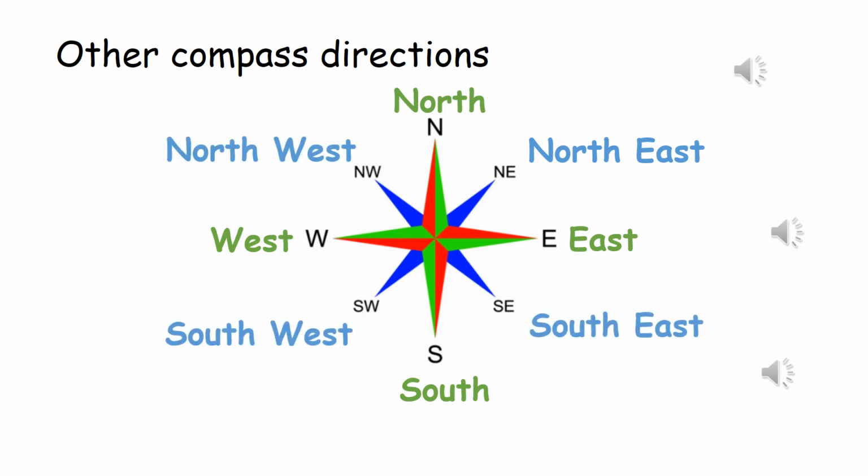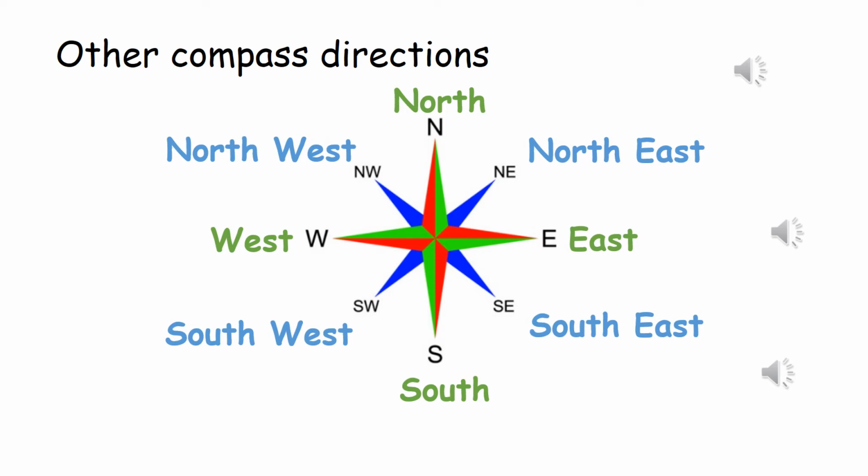That's right, the SE is southeast, the SW is southwest, and the NW is northwest. So that then takes our four main points up to 8 in total, because we've put 1 in between each of the two main points. Okay, so as we go round, we've got north, northeast, east, southeast, south, southwest, west, and northwest.